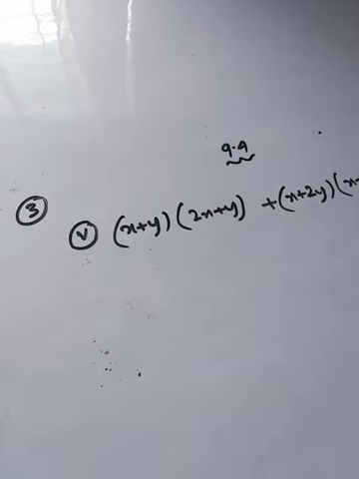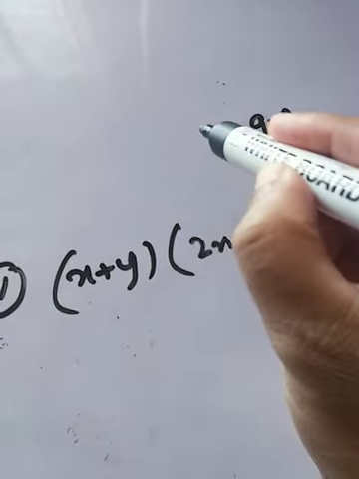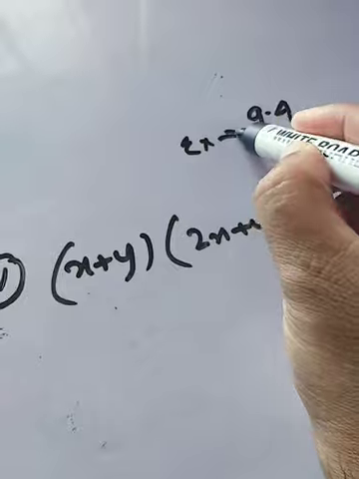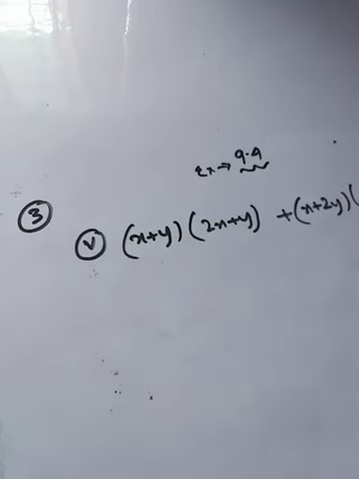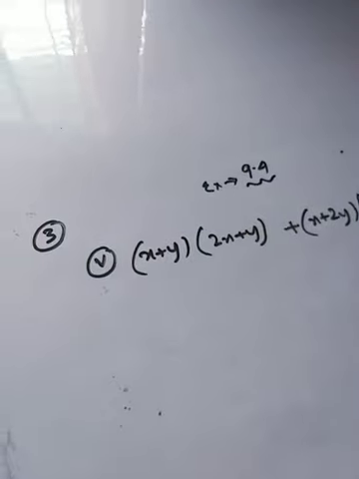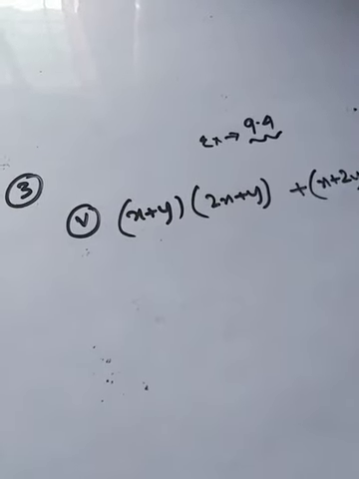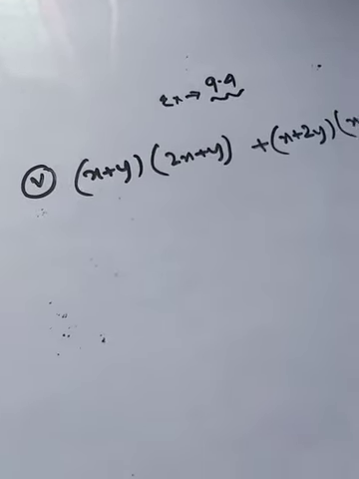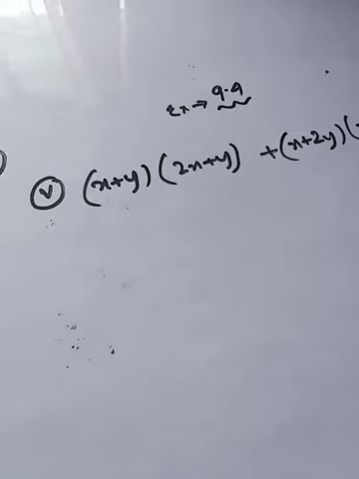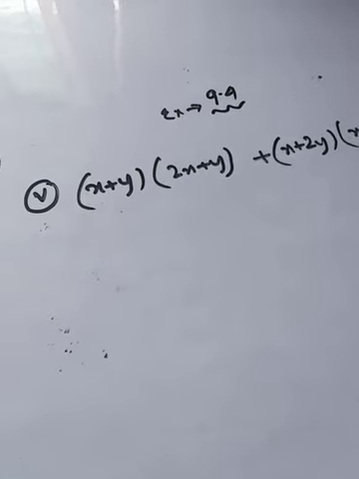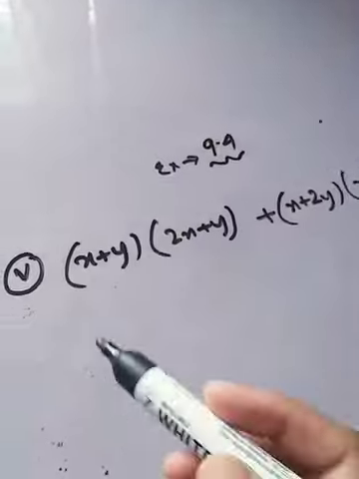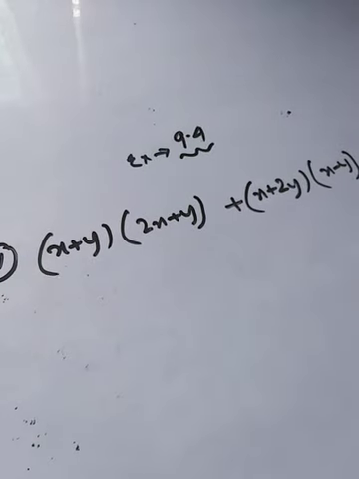We'll continue with exercise 9.4. This is exercise 9.4, and we'll finish the rest of the sums of question number 3. Last time we did sum number 1, 2, 3 and 4. Today we'll do the rest of the sums, that is sum number 5, 6, 7 and 8. Okay, so let's start with question number 5.